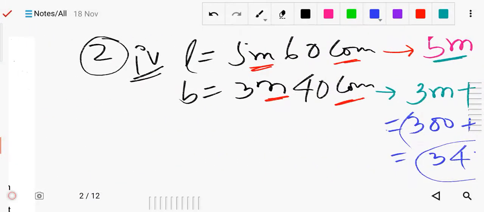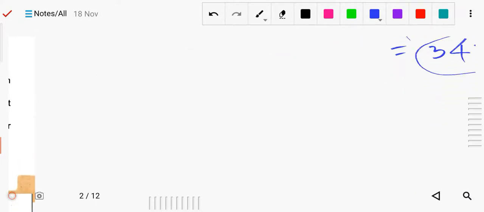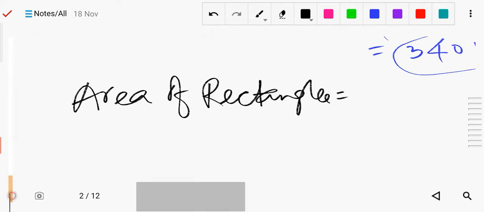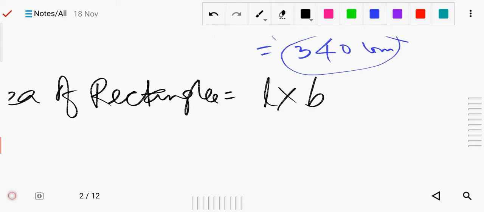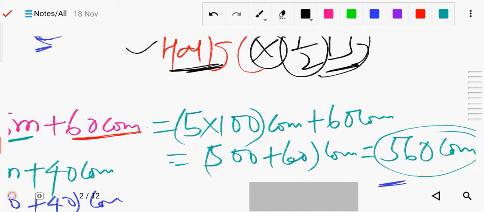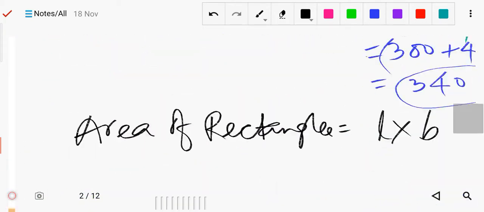Now you have to find the area. So the area of the rectangle you have to find. First of all you write the formula. What is the formula of the rectangle? Area of rectangle is L into B. So L we got just now, 560 here. So write this one, 560.